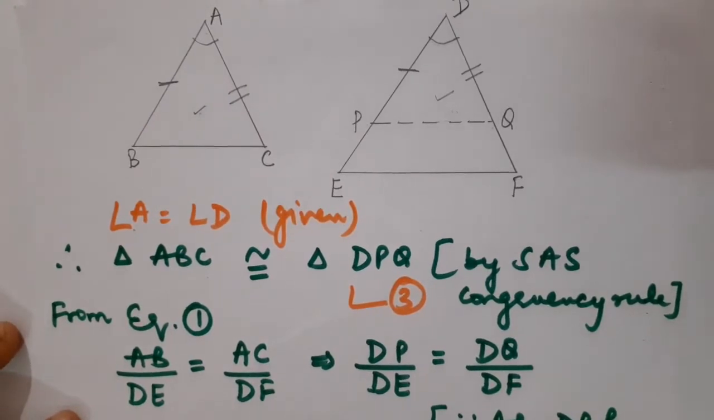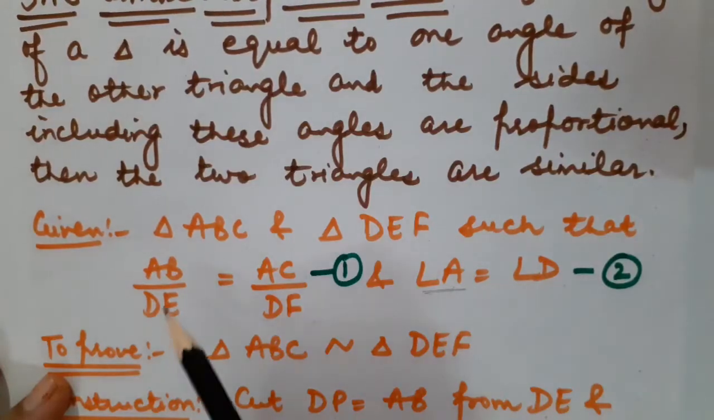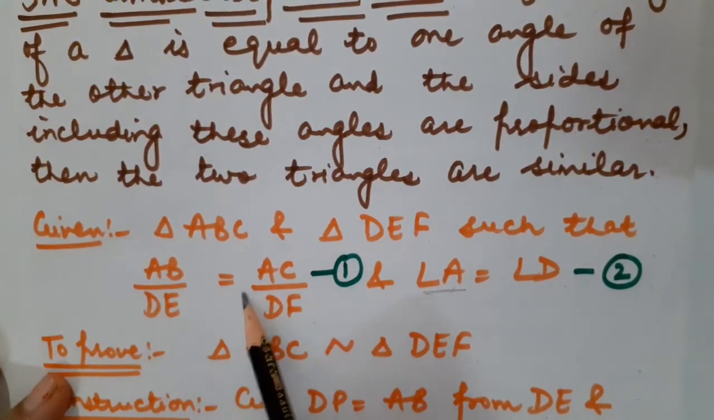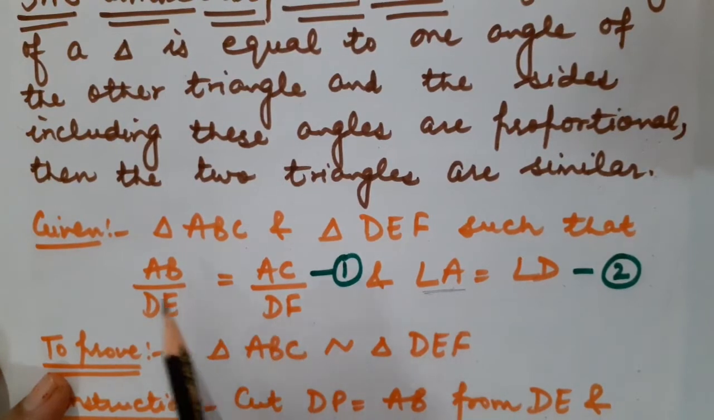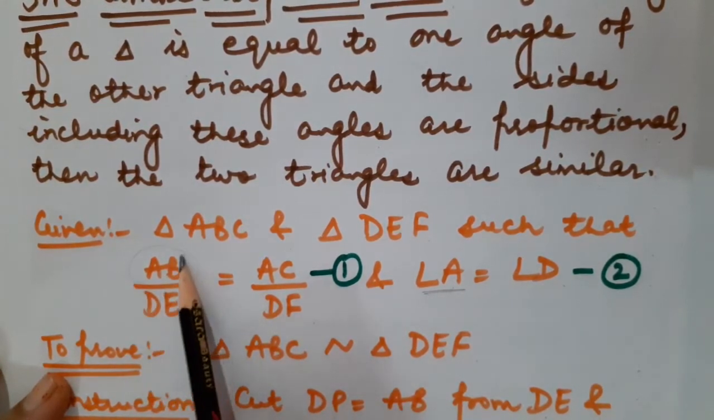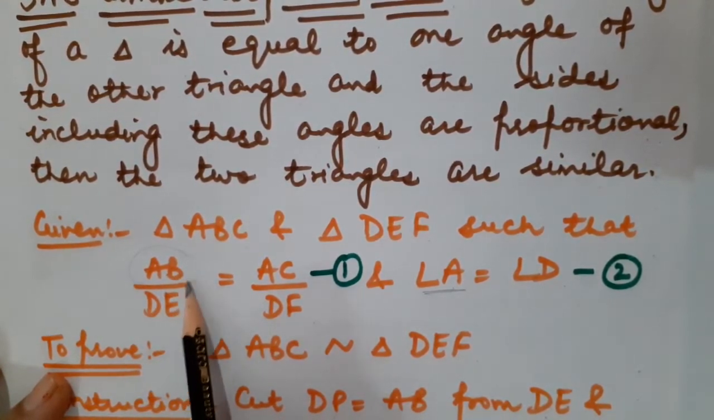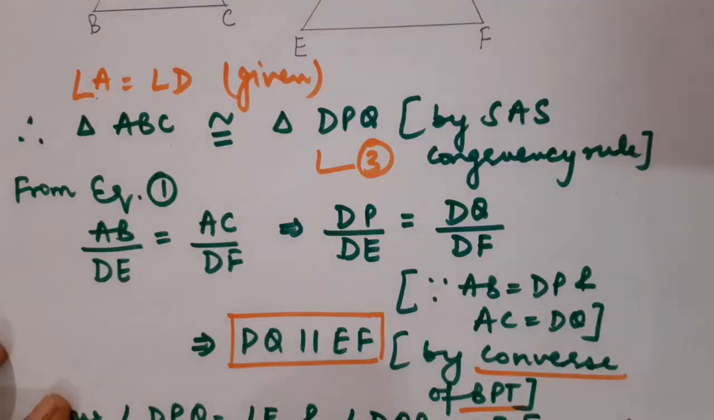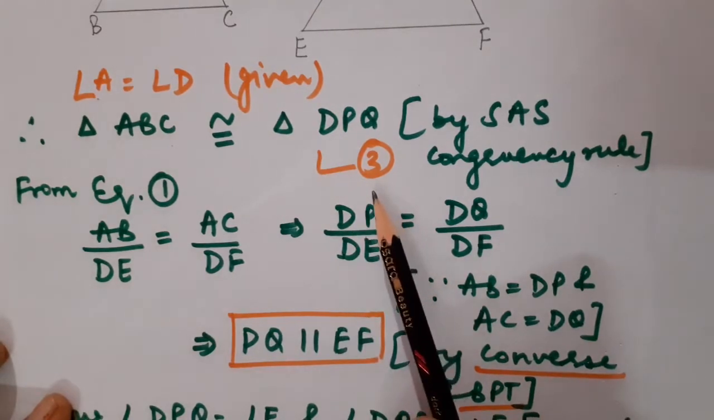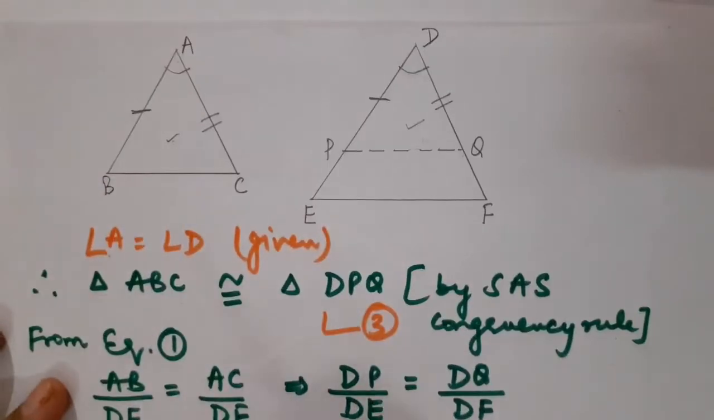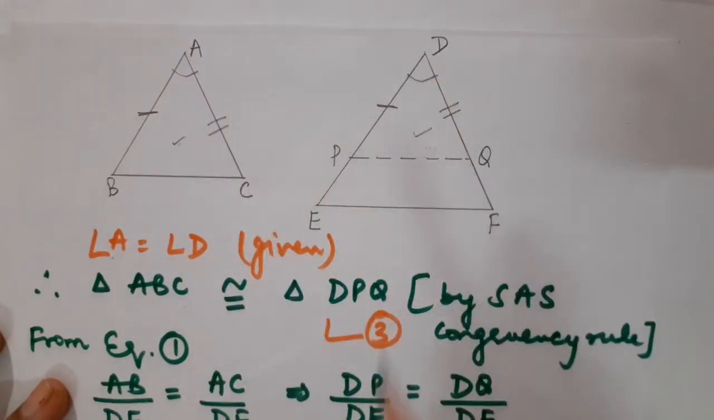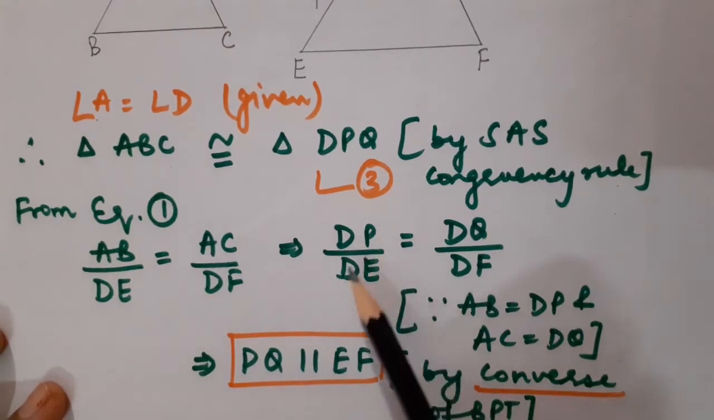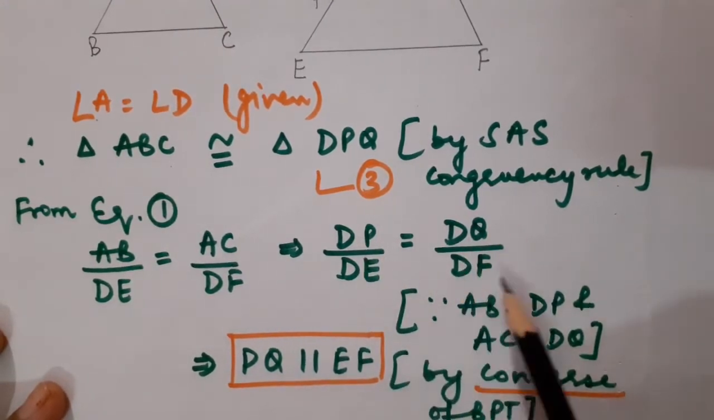Clear? Now children, what was given to us? We had been given AB upon DE is equal to AC upon DF. What I am going to do, in place of AB, I am going to write DP, and in place of AC, I am going to write DQ, because in construction, I have already taken that AB is equal to DP and AC is equal to DQ. Got it, children? So what is the expression I have got now? This is DP upon DE is equal to DQ upon DF.